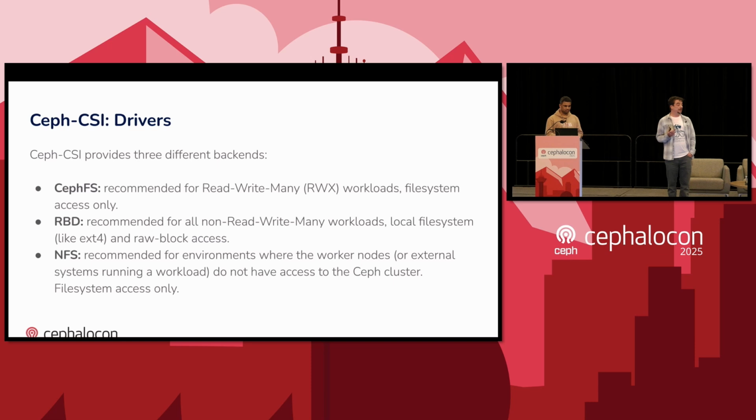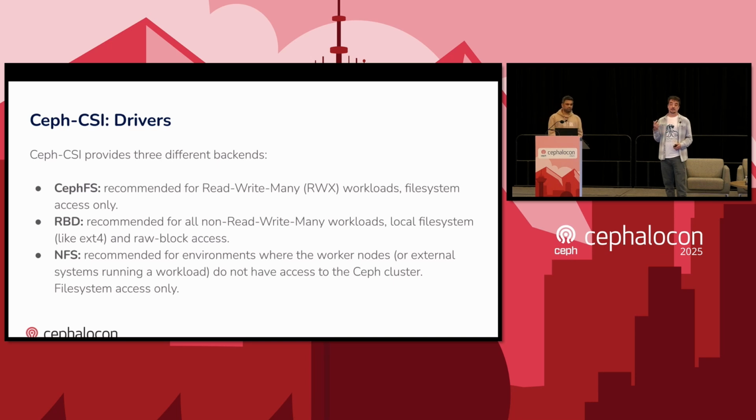Ceph-CSI currently has 3 different backends, so to say. It supports CephFS, RBD, and NFS. CephFS is a read-write-many file system, a network file system. If you have an application that runs on different worker nodes but uses the same data, and they all need to be able to write to the data, maybe in shared directories or whatnot, then CephFS is a good choice. It functions very similar to NFS.